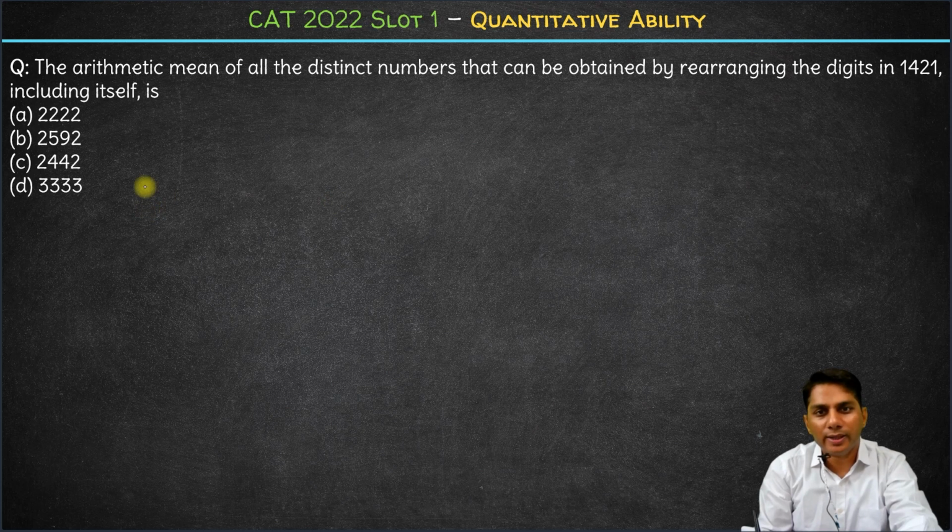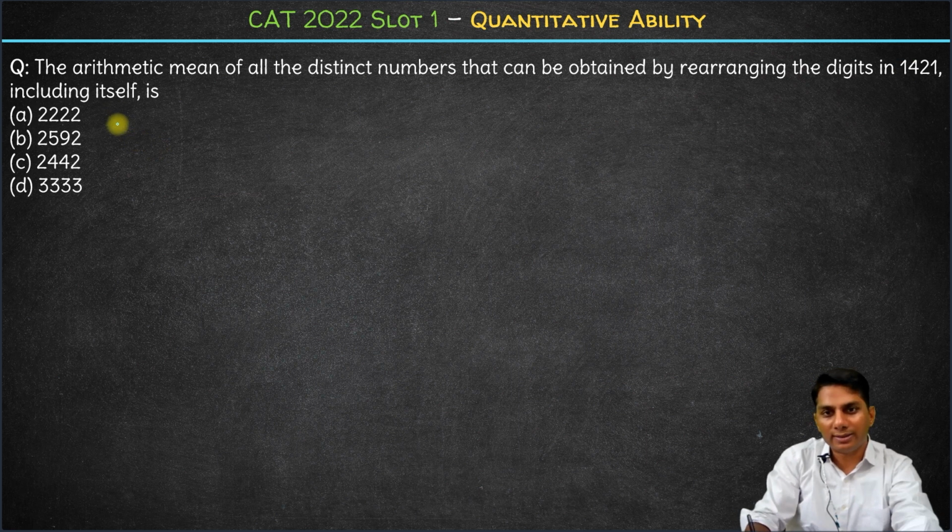Hi. So here in this question we have to figure out the arithmetic mean of all distinct numbers that can be obtained by rearranging the digits in 1421, including itself. So we have a 4-digit number, we have two ones, a 2 and a 4. If we rearrange them in all possible ways, we'll get some numbers and we have to figure out the simple average of all these numbers.